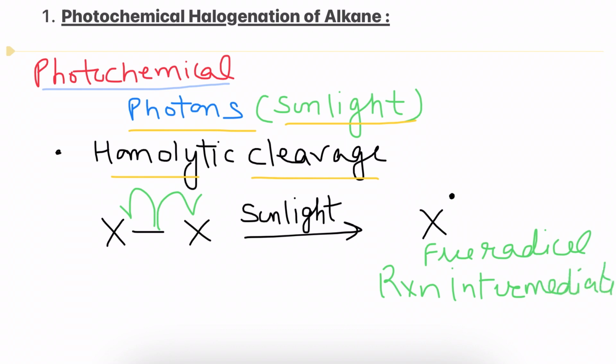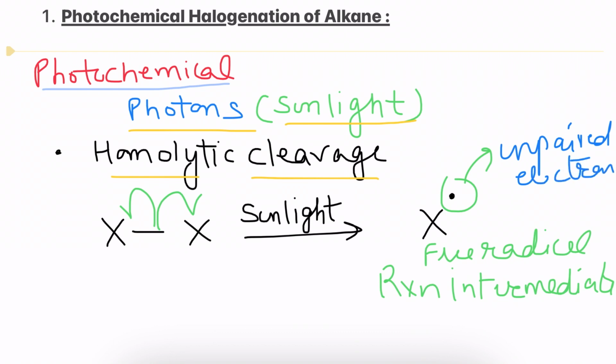Species having an unpaired electron, so this one is an unpaired electron. Species having unpaired electrons in organic chemistry are known as free radicals.